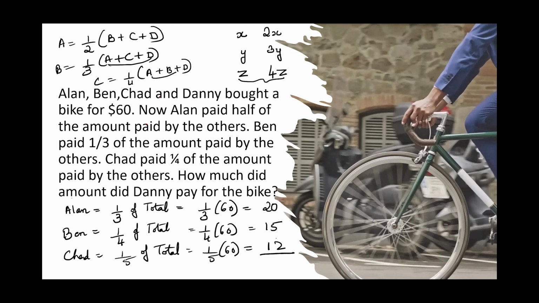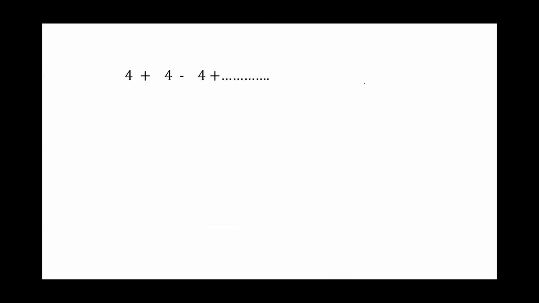So adding 20, 15, 12, you get 47. So out of 60, $47 have been paid by Alan, Ben, and Chad. So how much did Danny pay? Danny paid 60 minus 47, which is $13 for the bike. So rather than solving it as a question on algebra, the percentage makes it easier to solve. So let's try another question.